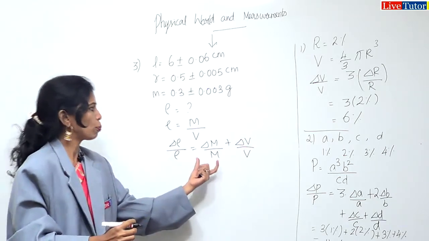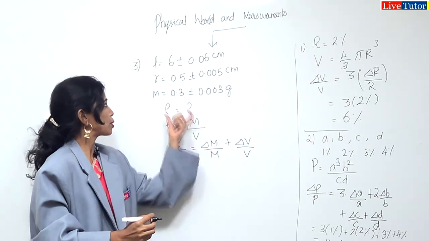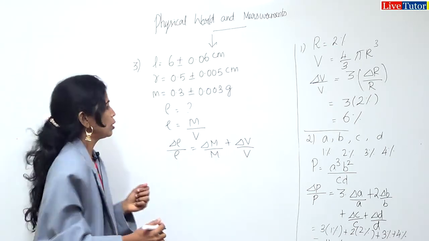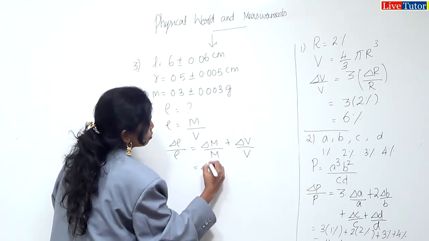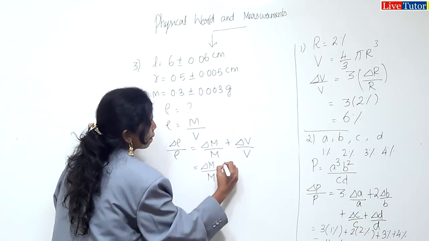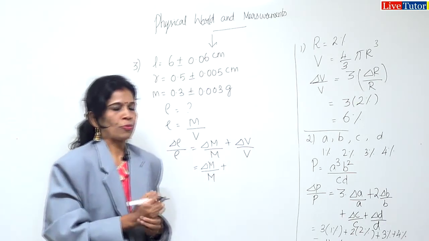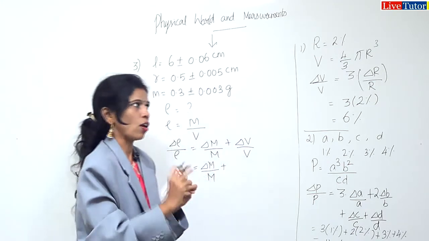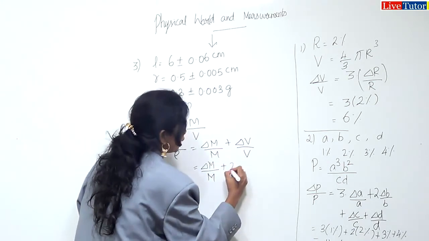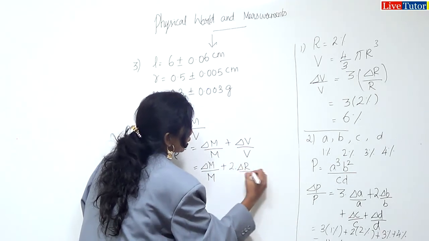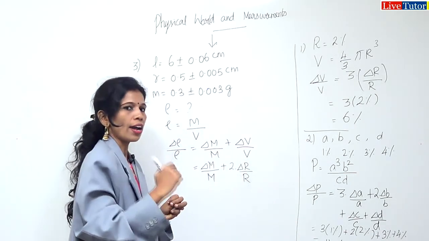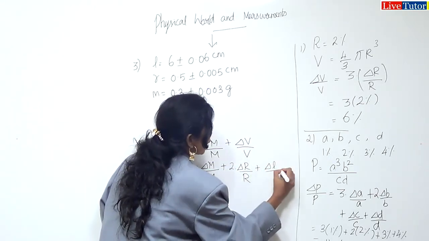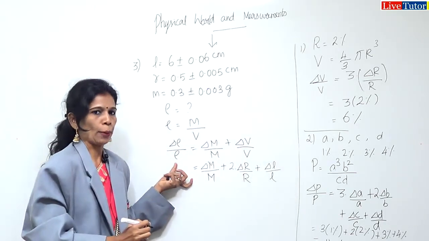Thank God there is no problem in the math for the mass, because it is given clearly. And the second one, volume. While finding volume, what is the formula for the volume of a cylinder? That is pi r square L. Pi is constant, so just leave it. Again r square, so definitely 2 into del r divided by r. Pi r square L is the formula, so again plus del L divided by L. This is the formula.